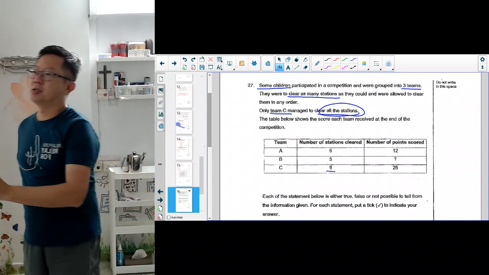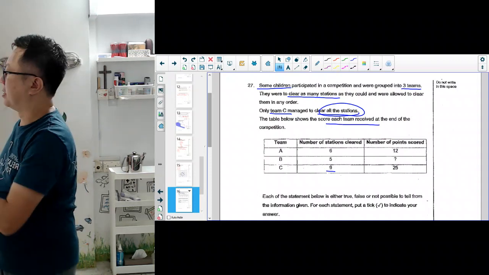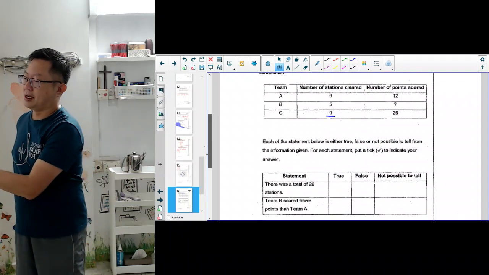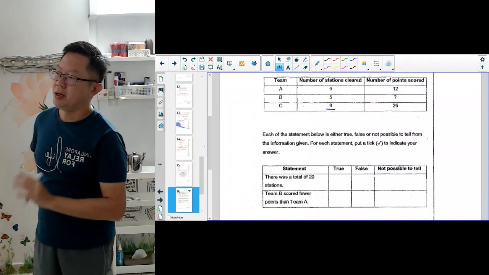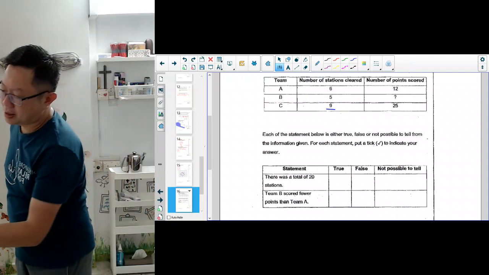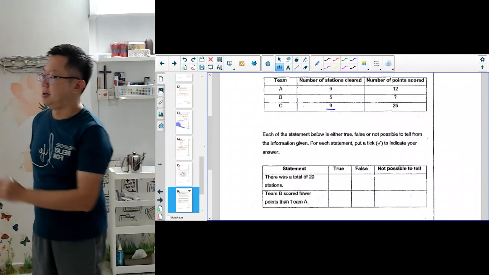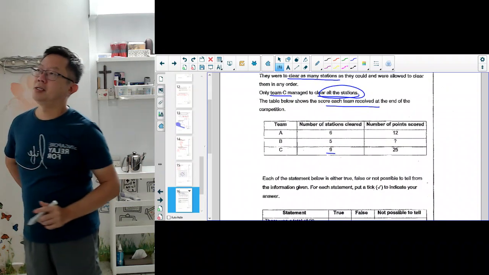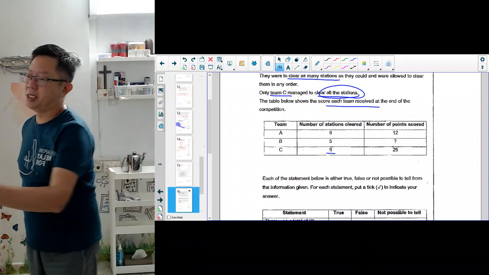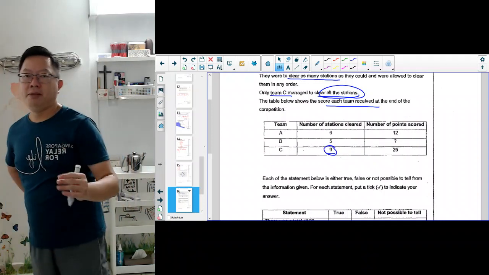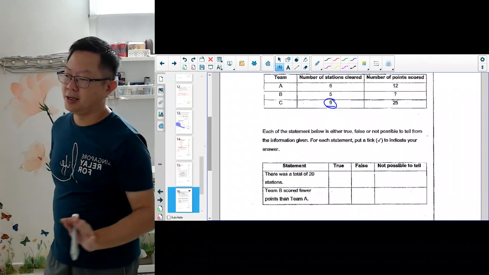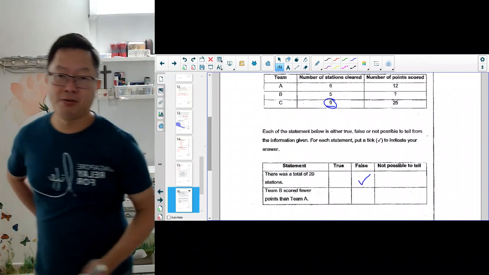And the table shows the score each team received at the end of the competition. So if you look at the table below, each of the statements below is either true, false, or not possible to tell. So there was a total of 20 stations. That's not true, because why? Because team C managed to clear all the stations, which is how many stations? Which is 9. So every team has to clear 9 stations. So the total number of stations is actually 9, it's not 20. So the statement is false.